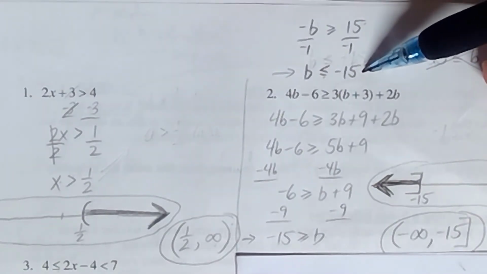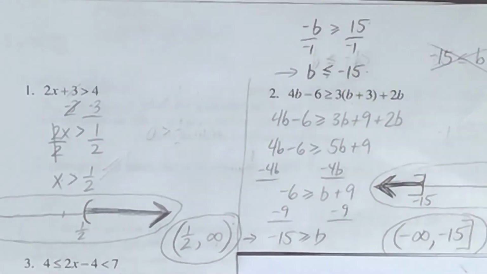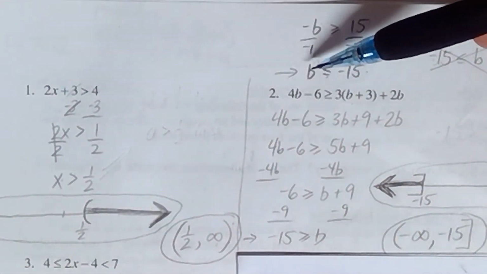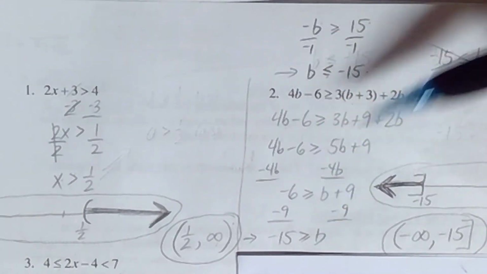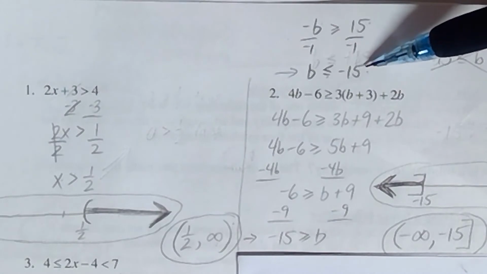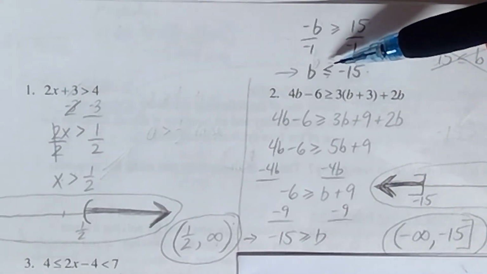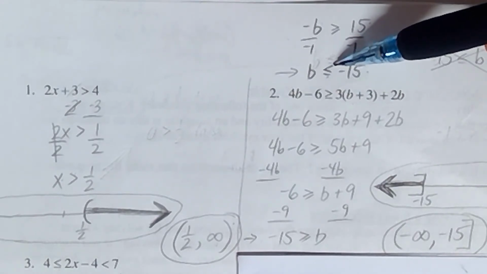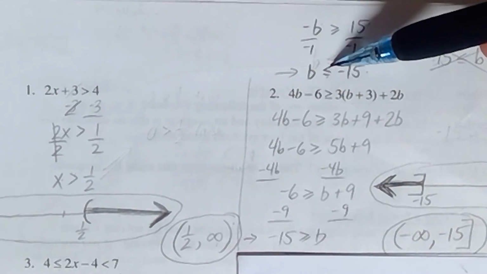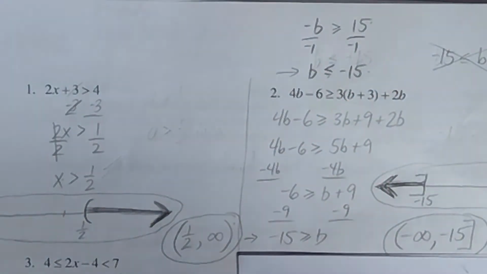Even though this statement looks different than the one that I have down here, it means the same thing, because we have the same two things, b and negative 15. But in order for it to be the same thing, it's important that the alligator mouth is eating the same thing. So notice that the alligator is eating negative 15 here, and it's eating negative 15 here as well. As long as it's eating the same thing, it's still the same statement.